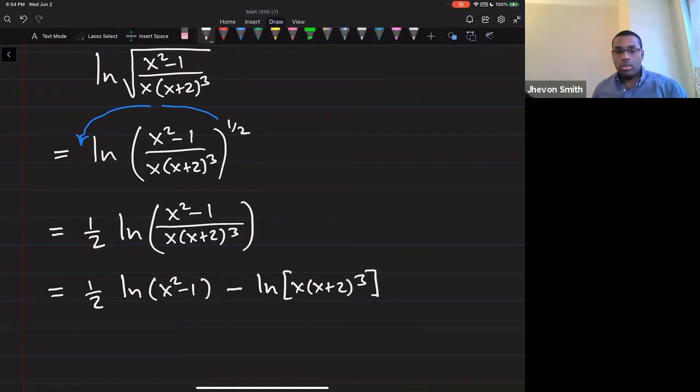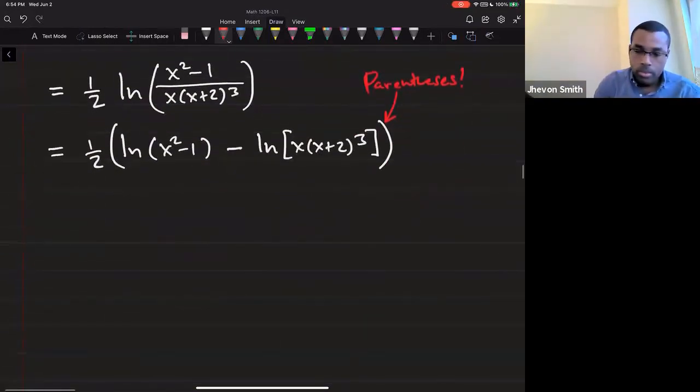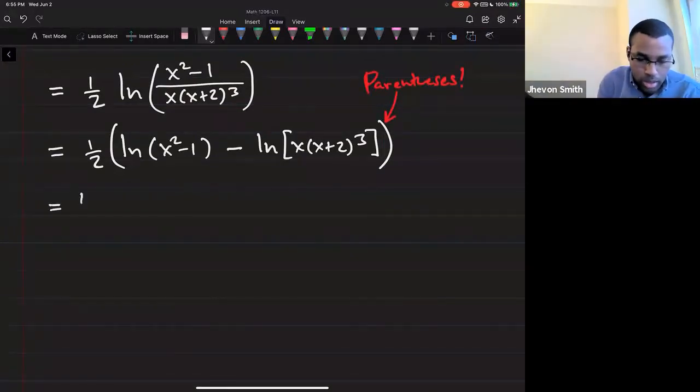Does the 1/2 have to go on both terms? It does. So what I am forgetting here are parentheses. We spoke about that yesterday. Don't forget your parentheses. The 1/2 should be distributed to both, and if you don't have your parentheses, you'll likely forget that. But for the time being, because I don't want to keep writing 1/2 over and over, I'm going to leave it outside. But just know that it should be attached to both.